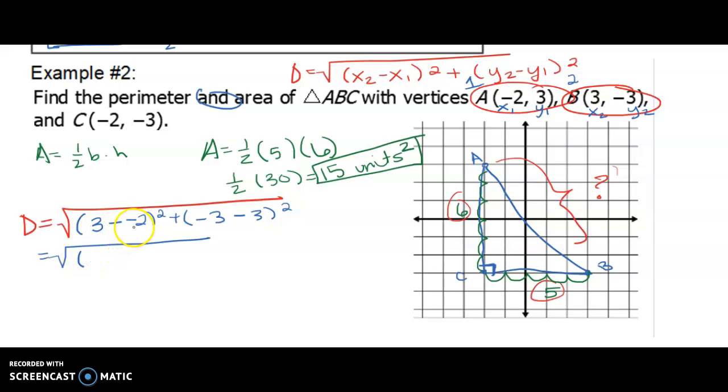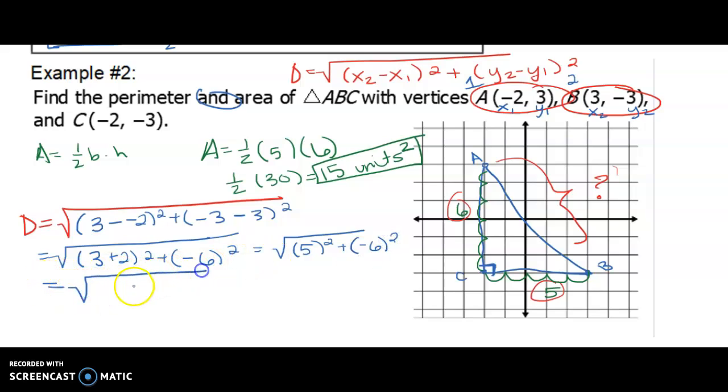So 3 minus a -2 is 3 plus 2. -3 minus 3 is -6. Okay, so this is just 5 squared plus -6 squared. All right, 5 squared is 25. Be careful, okay? What is -6 in parentheses squared? That's -6 times a -6. This is a positive 36.